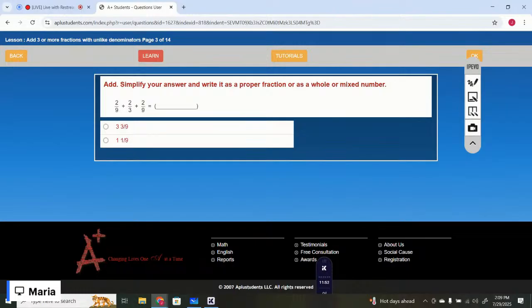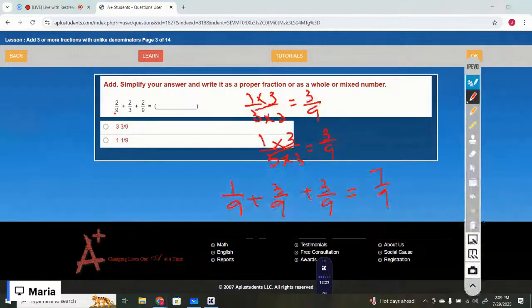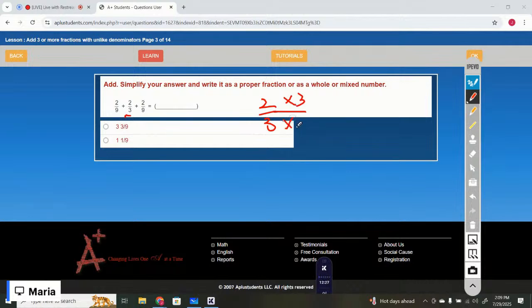Add 2 by 9 plus 2 by 3 plus 2 by 9. 3 times 3 is 9. So make the smaller denominator equal to the greater one. Multiply that 2 by 3 by 3 because 3 times 3 is 9. Let's just multiply it by 3. That is 3 times 2 is 6 over 9.